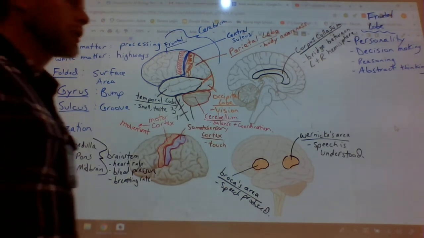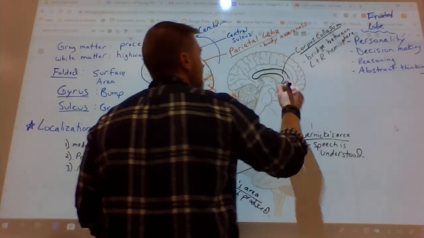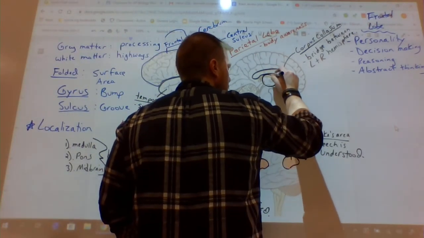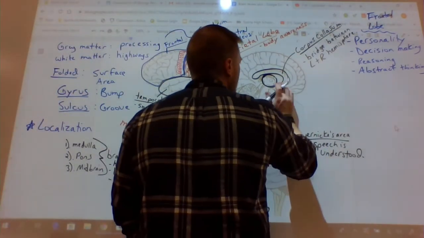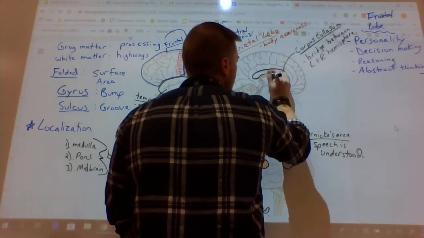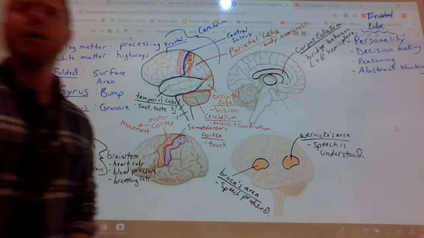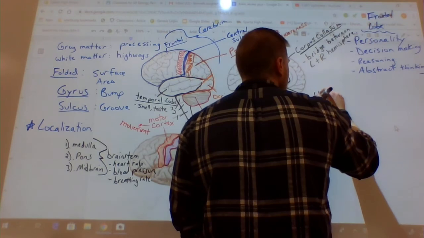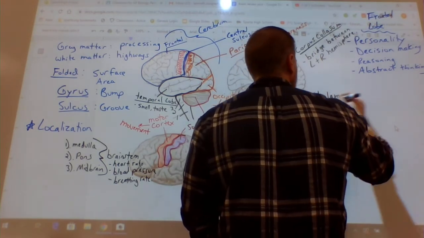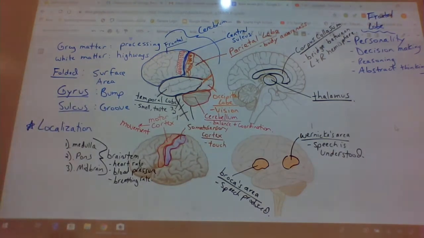Right below your corpus callosum is the most important brain structure of all time. It is a circle in the middle of your brain. I drew my circle too big. The most important of all brain structures, period, and that is the thalamus. We said that your thalamus is like your brain's master computer. It controls all routing of information.